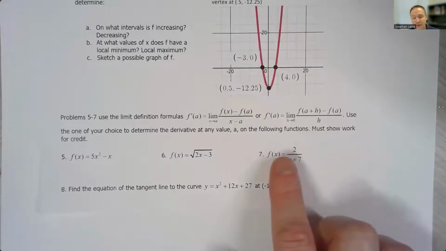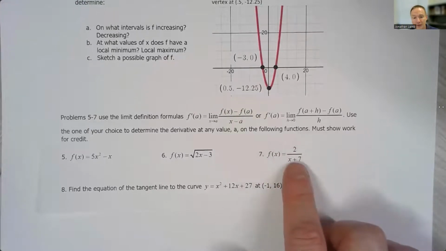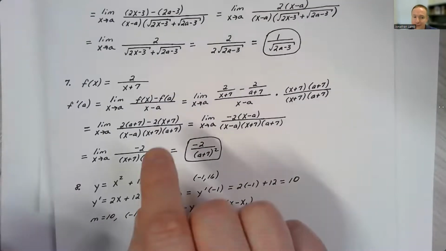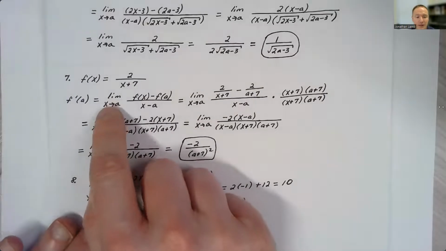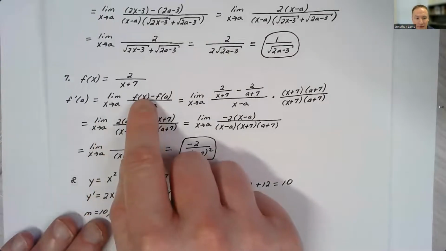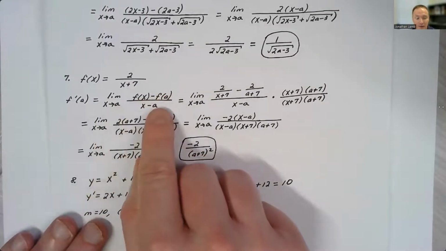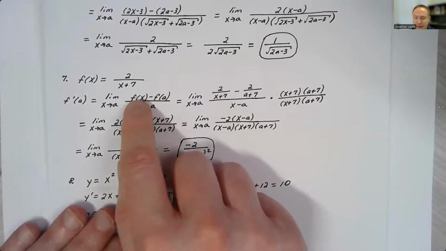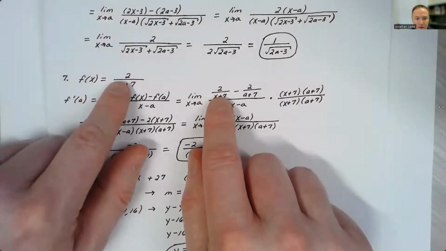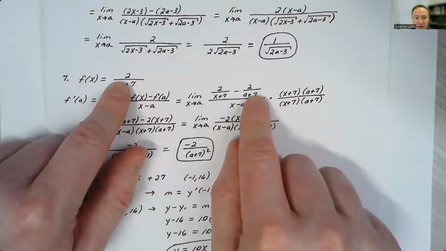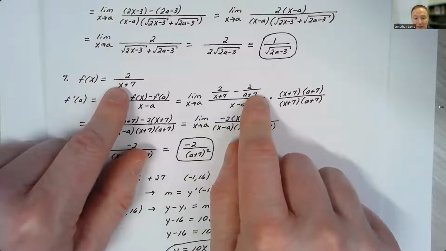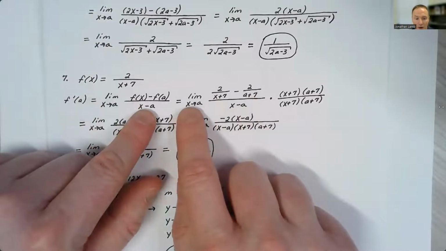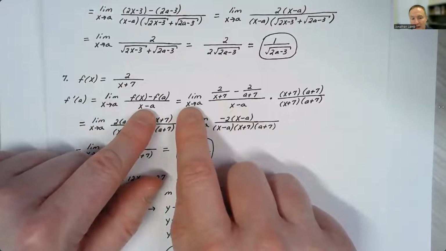Up next, for number 7, we're asked to find the algebraic derivative f prime of a using the limit definition of a derivative for 2 over x plus 7. So if I'm thinking about that, again, I would prefer myself to use the limit as x approaches a of f of x minus f of a over x minus a. And so then I can say, well, all right, again, f of x, that's just your function here, minus f of a, that's your function with an a in the place of x, divided by x minus a, all inside of a limit as x goes to a.